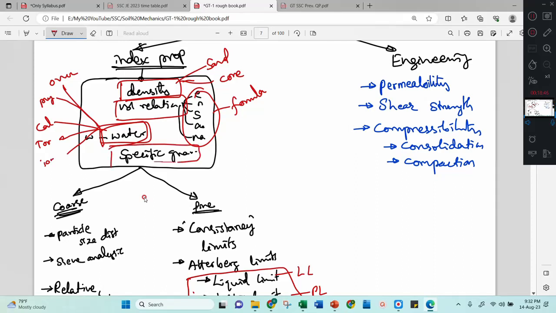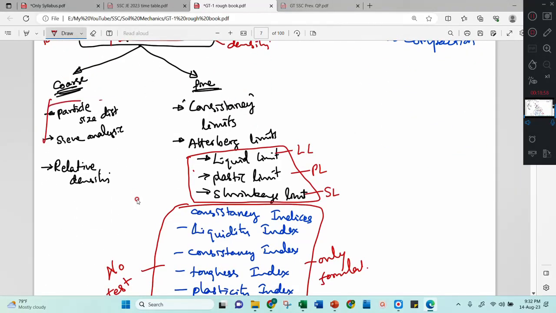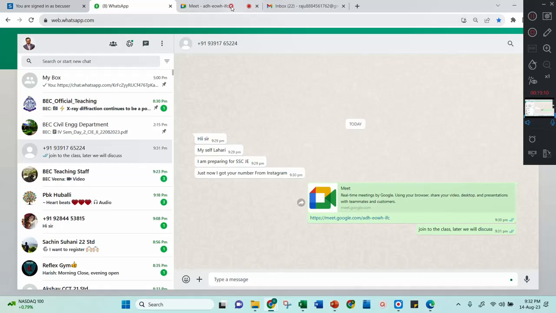For specific gravity we have two experiments. One is the pycnometer method, the other is the density bottle method, right? Then for particle size distribution we have two types. One is sieve analysis, the second one is hydrometer. For relative density we have only one test, that is the relative density test.